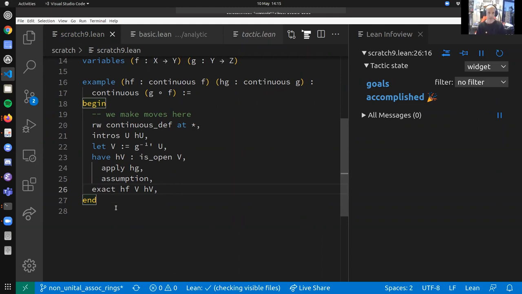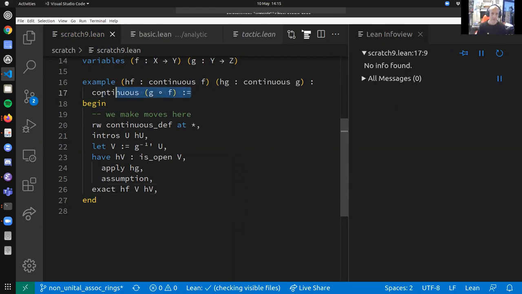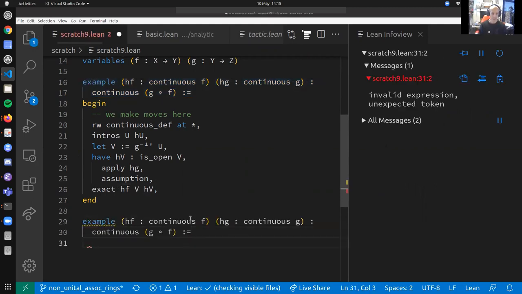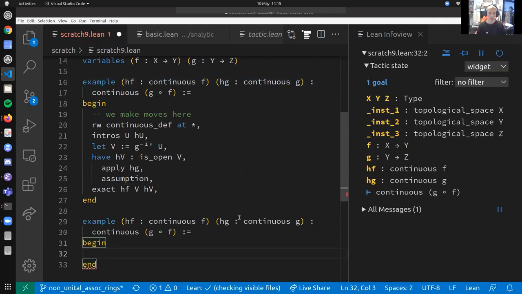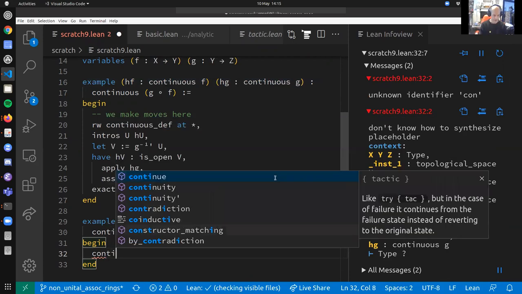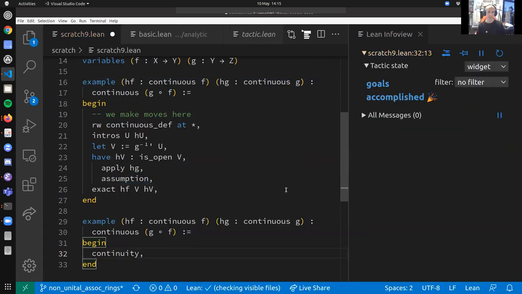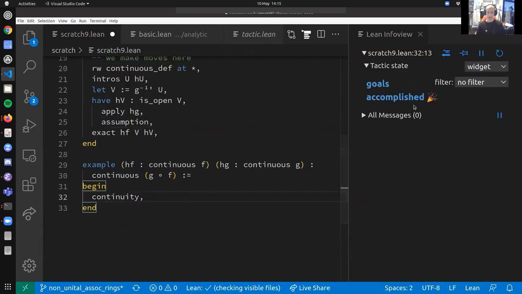And as you can imagine, that's not really what you want to do in practice if you want to do serious mathematics. You don't want to spend 1, 2, 3, 4, 5, 6, 7 lines doing this. And so there are other ways to do it as well. In fact, I didn't tell you this, but there's a general continuity tactic. I type continuity, it should do it, I think. There we go. So that's also a proof. You see, I have goals accomplished again.